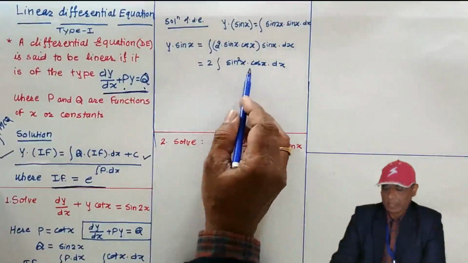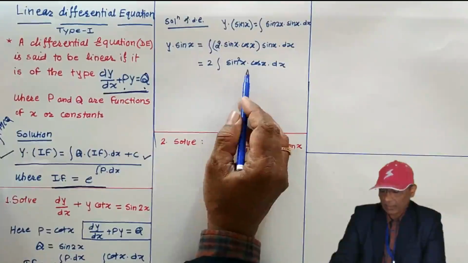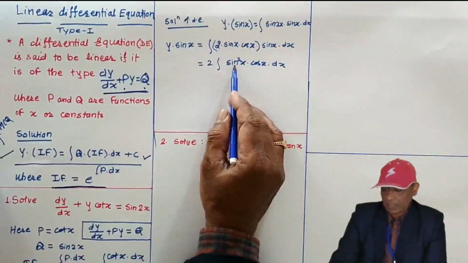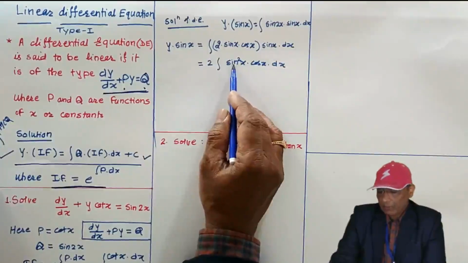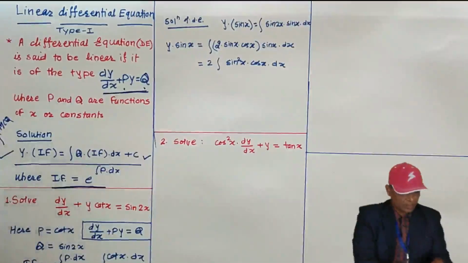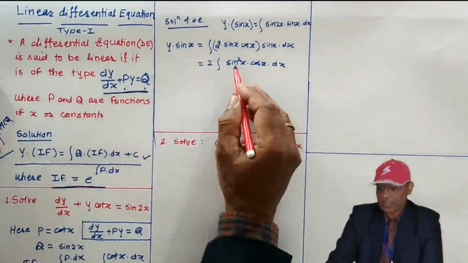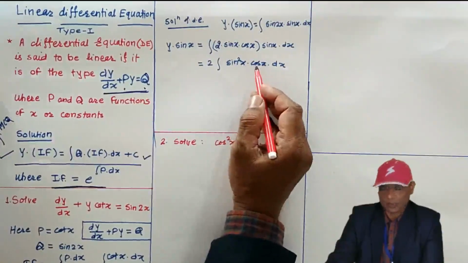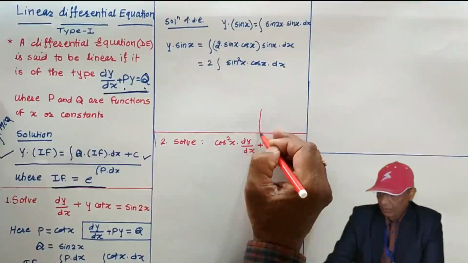Now evaluate this integral. If you look at this function very carefully, this is a power function, sin power 2, and the derivative of sin is present in the multiplication. In that case, you can substitute sin x equal to t and solve it. But I will recommend you to use this direct formula now.